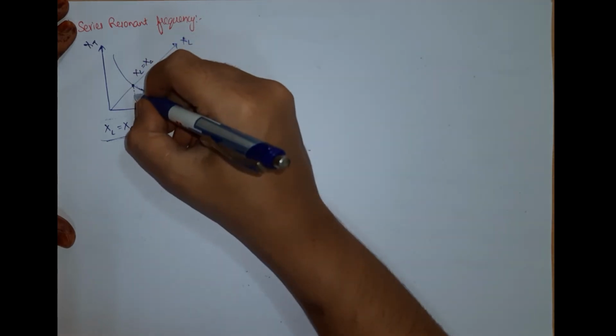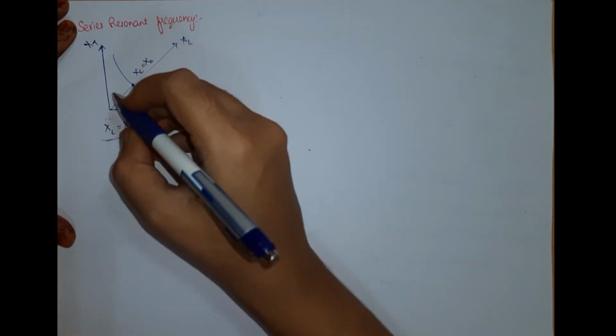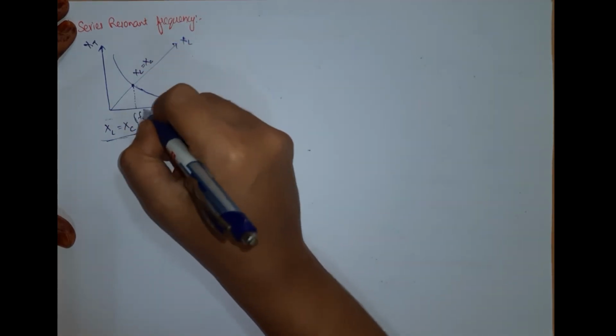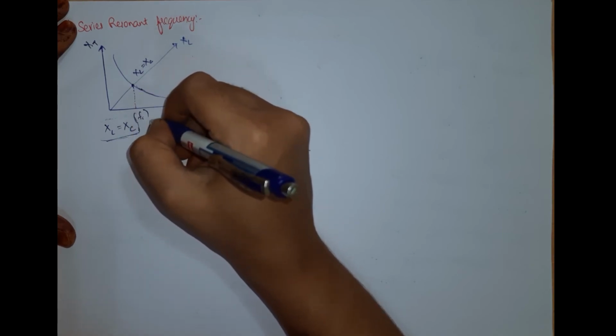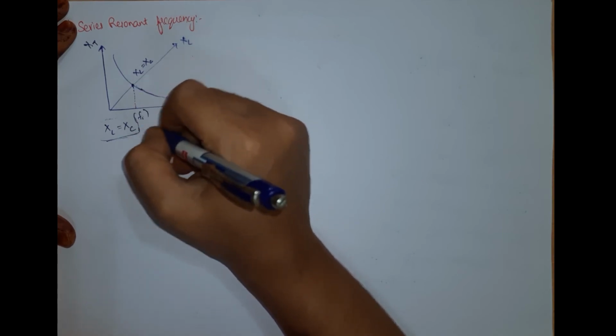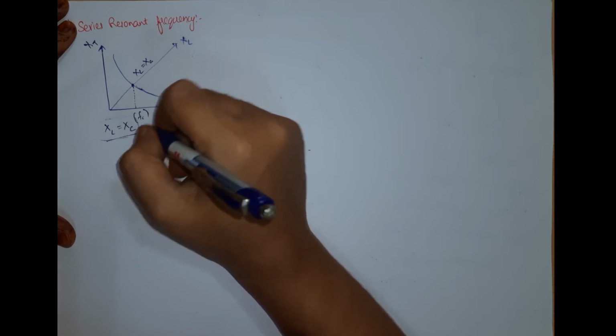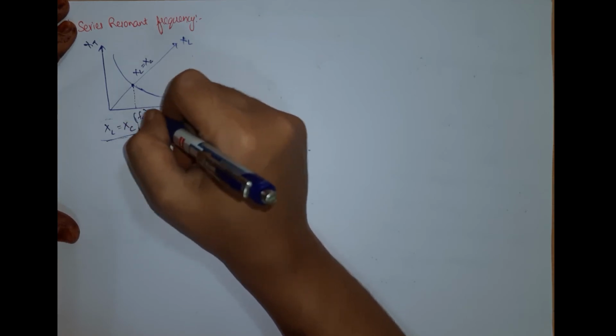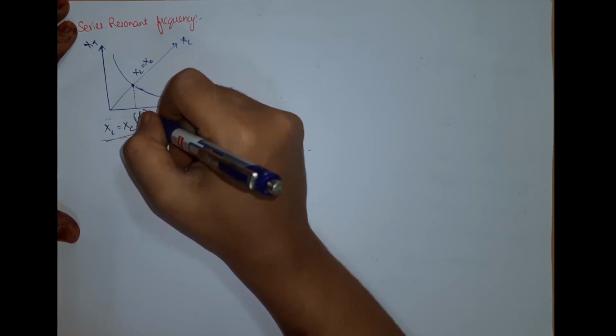So at this particular situation, what is the frequency? This intersection point gives us this series resonance point, right? That is the resonant frequency point.